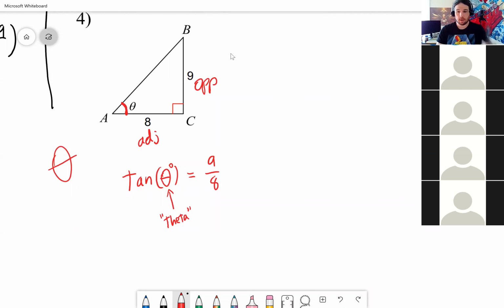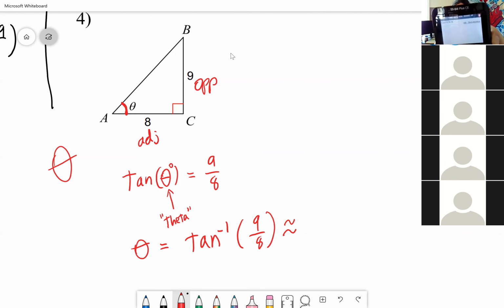And then on the calculator, we use that horrible tangent -1 button of 9/8. Tangent -1. Nine divided by 8. I don't know if you can see that because I'm not full screen for you, but I got 48.37 degrees.